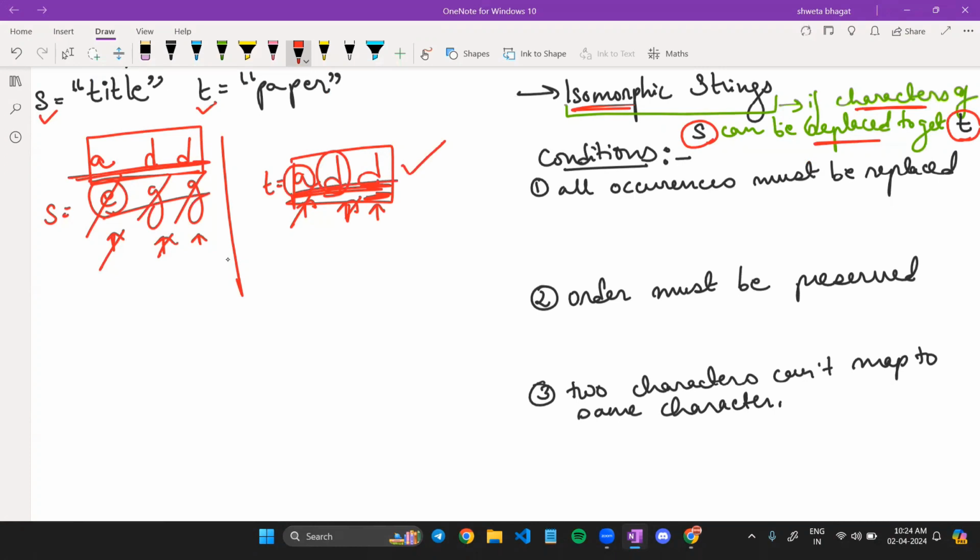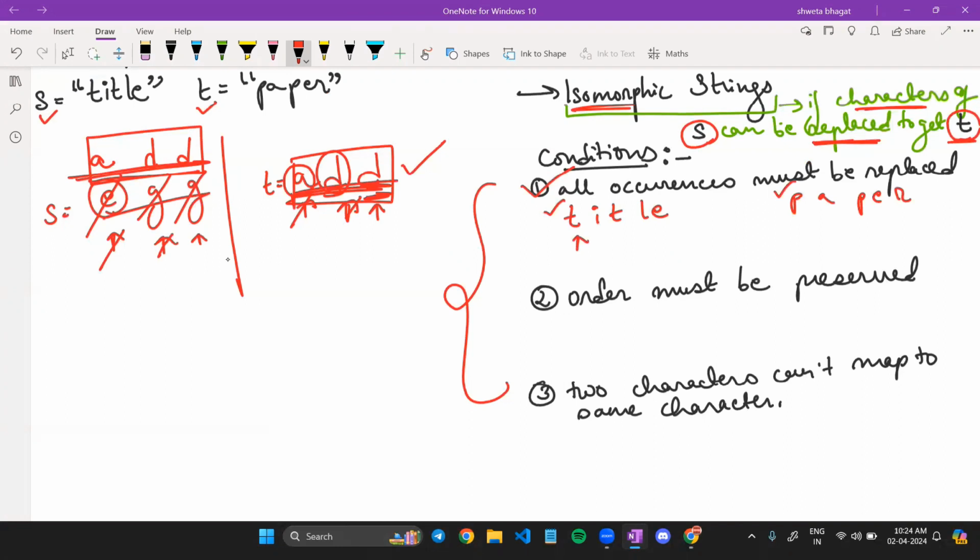But before replacing the characters of S with the characters of T, we have to follow certain conditions. These are the three conditions, and let us look at each of them individually. The first condition is that all occurrences must be replaced. What does this mean? Say for example I have a string "title" and another string "paper". This is our string S and this is our string T.